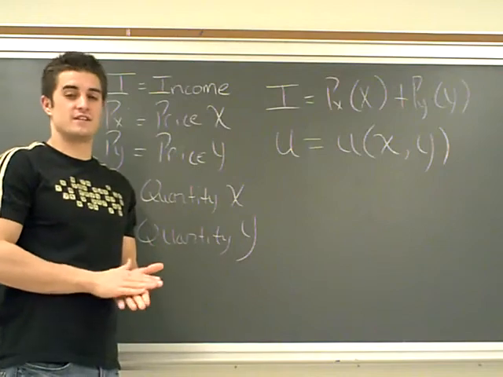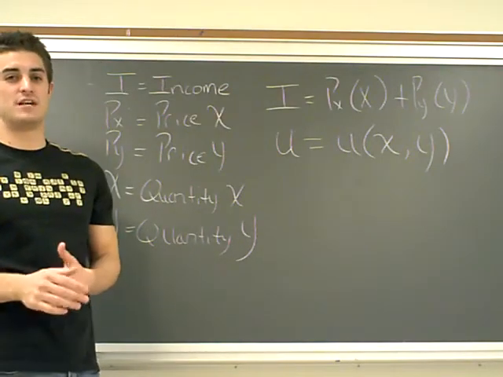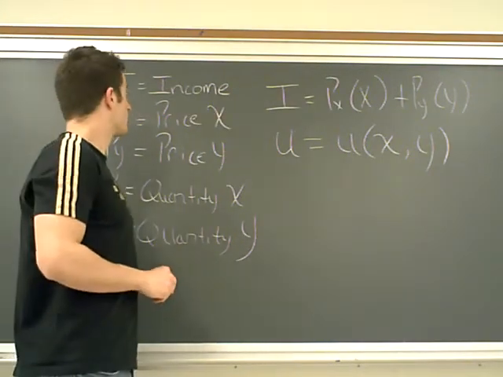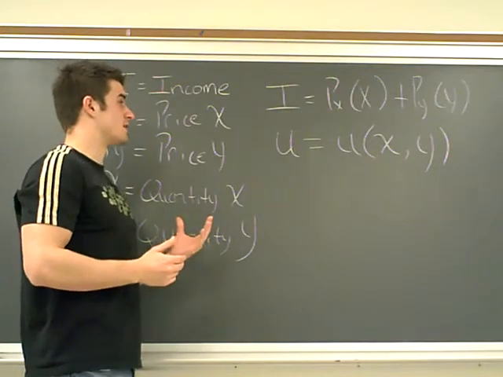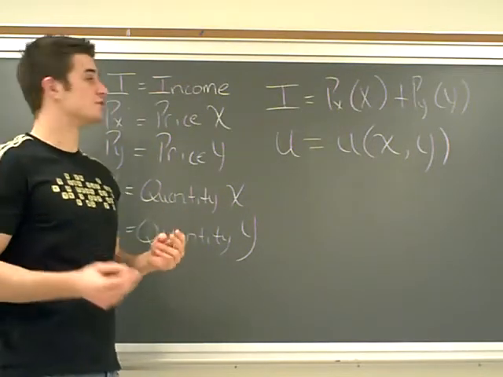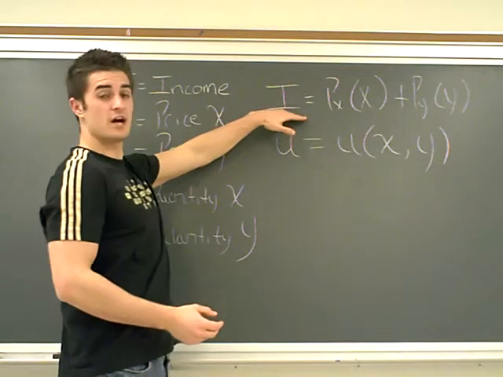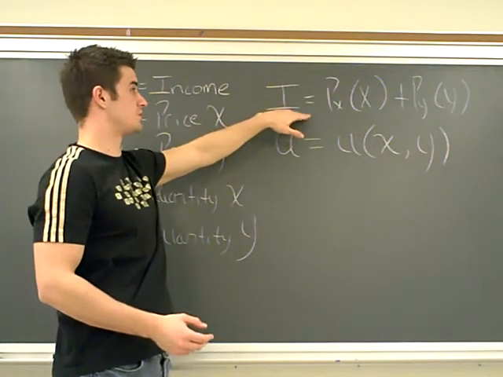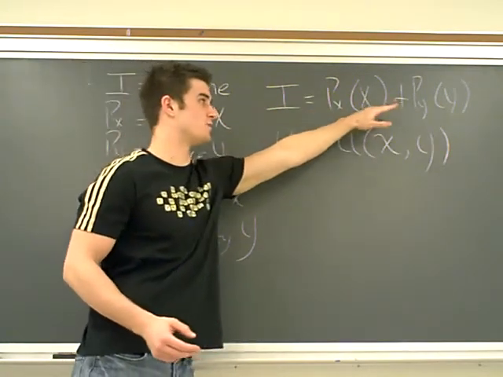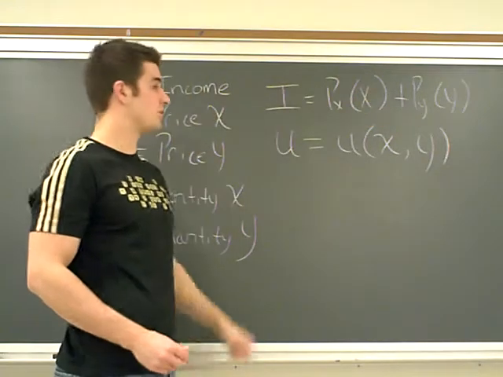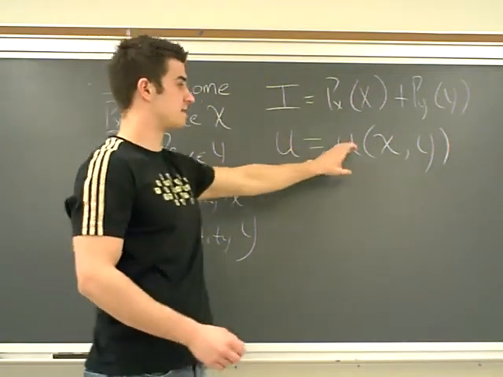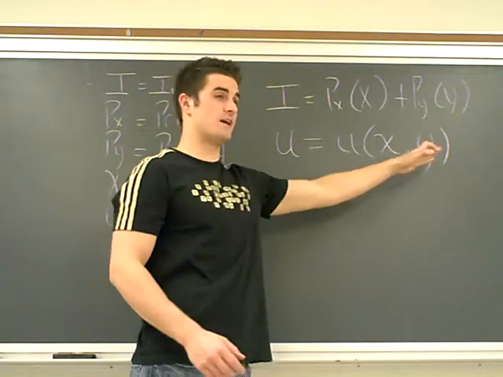This video podcast is going to contain information on consumer optimization. When we look at consumer optimization, we're looking at two different equations: our income equation, our budget constraint, which is I equals px times x plus py times y, and our utility function, which is utility as some function of both quantity x and y.